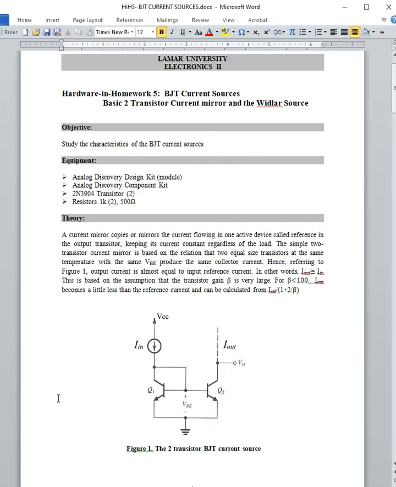In this lab, you will be experimenting with the basic 2-transistor current mirror and the Widlar source. In the basic 2-transistor BJT current source, the reference current is mirrored back to the output. So I out is roughly equal to I in, provided that these two transistors are matched.